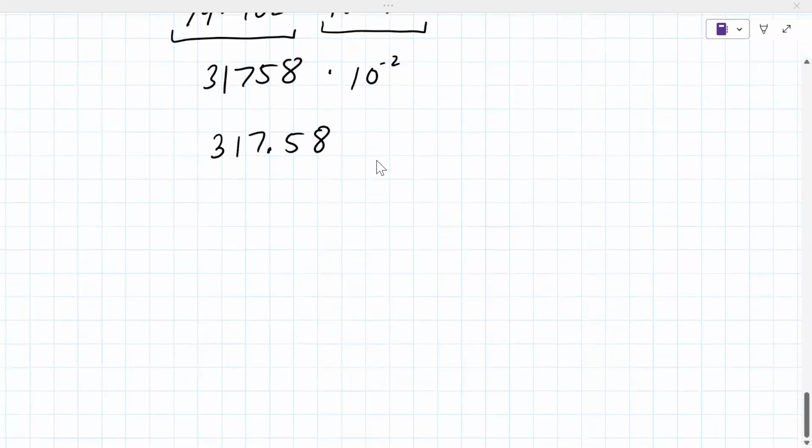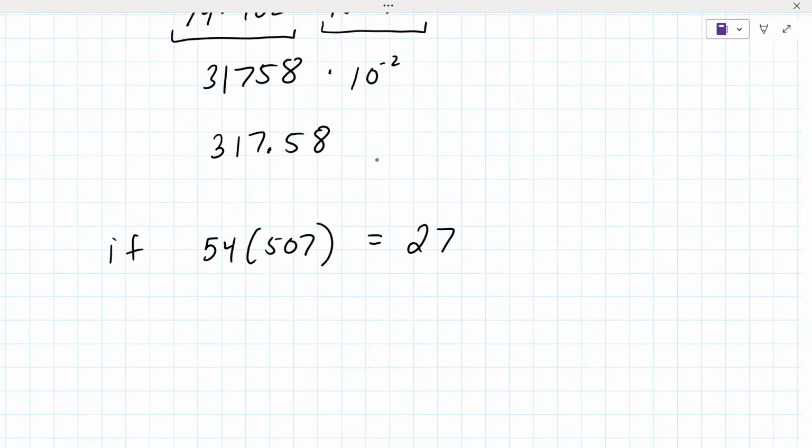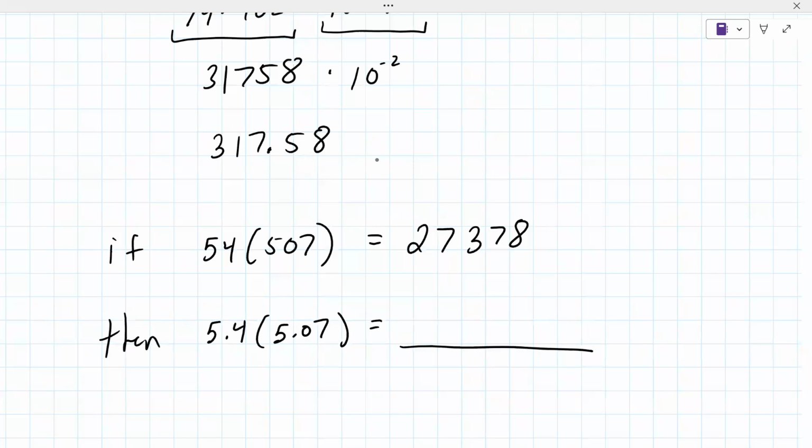So now let me make one up like this. If 54 times 507 equals 27,378, then 5.4 times 5.07 equals what? So you would move the decimal, and it would be 27.378.